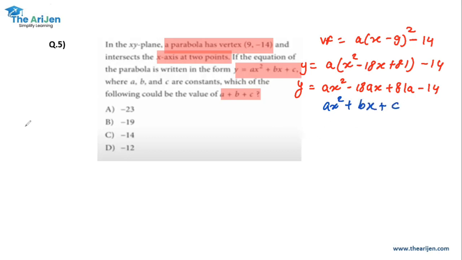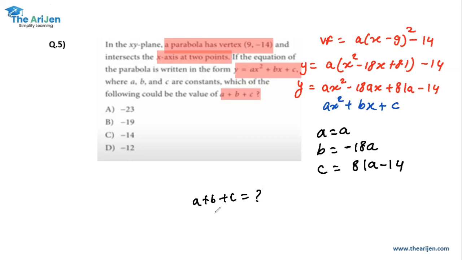So on comparing with that, you will get the values as a, b as minus 18a, and c as 81a minus 14. Okay, so this is what you are getting here. On adding it, as it is the main question, a plus b plus c, you will do a plus minus 18a plus 81a minus 14.